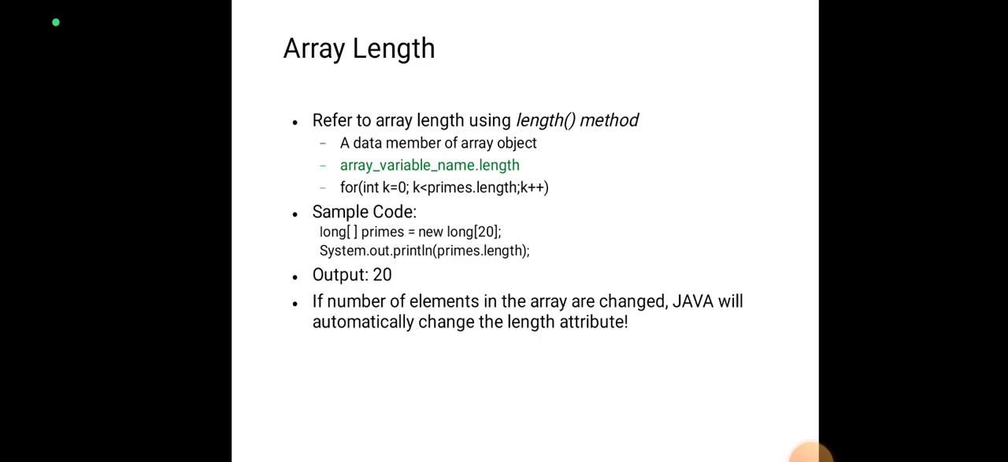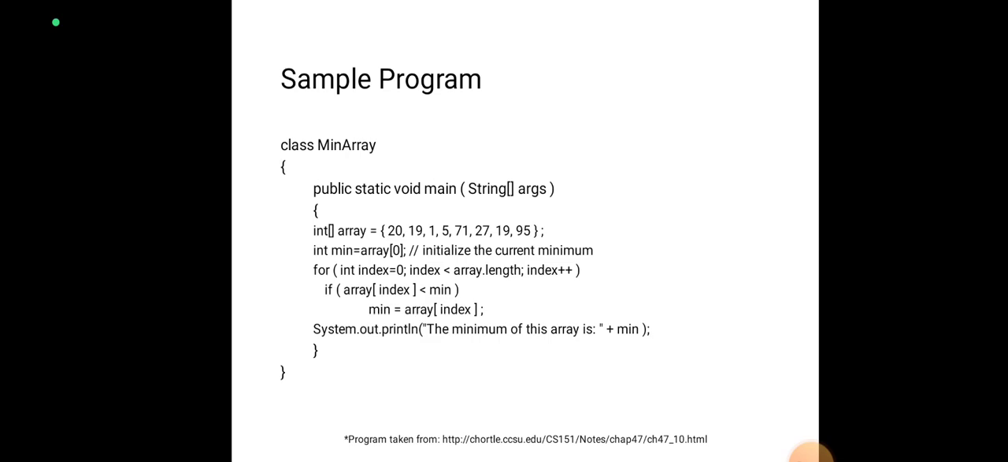Next, array length. Array length refers to the length using the length member, a data member of an array object: arrayVariableName.length. Next, we can give the sample code, that is long[] primes = new long[20]. System.out.println of primes.length means the output is 20. If the number of elements in an array is changed, then Java will automatically change the length attribute.